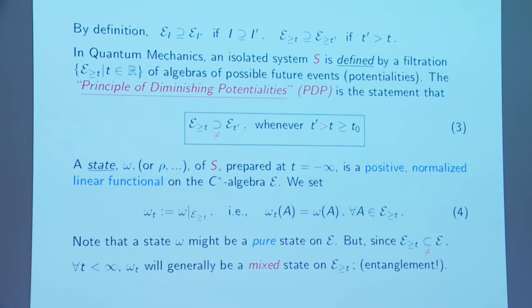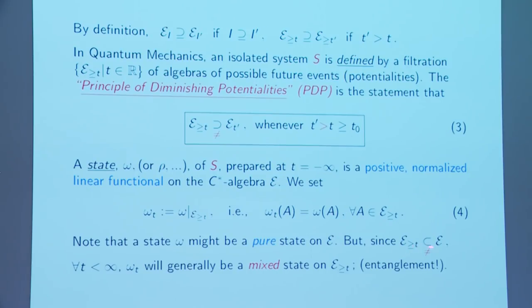Okay, now as I said, it's important to actually imagine that these are von Neumann algebras. So we should introduce states and representations and so on. The state on these algebras is defined in the usual way. And now let's call it omega, say. Then I set omega sub t to be the state omega restricted to the algebra E greater or equal to t. Okay. Now it is perfectly possible that omega is a pure state on the C star algebra E.